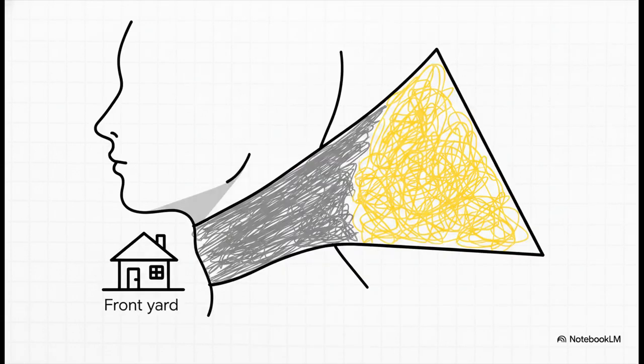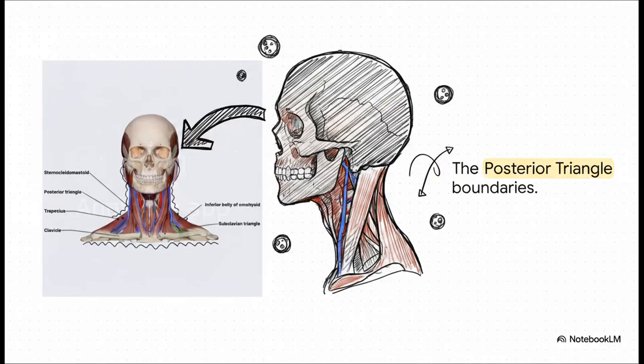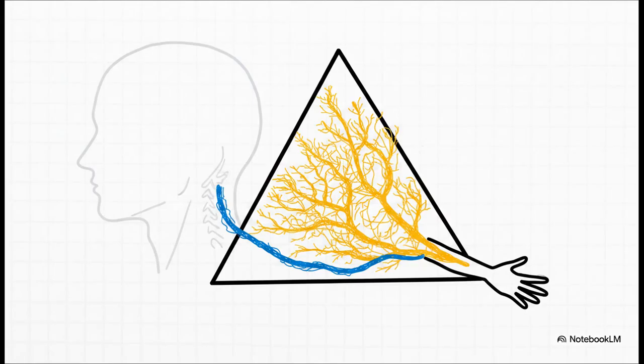All right, so we've fully mapped the front yard. But we simply cannot ignore the complex, highly sensitive space located just behind our great border wall. What about the backyard? This brings us to the posterior triangle, also known as the lateral triangle because it sits mainly on the side of the neck. It's framed by the sternocleidomastoid muscle in the front, the trapezius muscle in the back, and the middle third of the clavicle forms the base right below it. This backyard area is actually subdivided by the omohyoid muscle into the occipital and subclavian triangles.